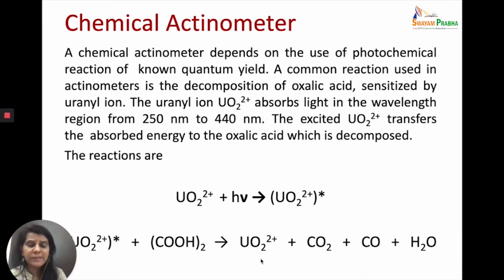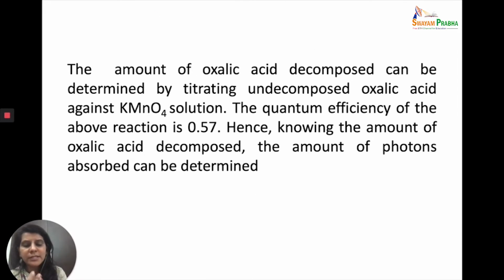So in this case, if you know the initial concentration of the oxalic acid and you also know the concentration of oxalic acid after the decomposition has taken place, you will know how much of the oxalic acid has decomposed. So this is done through your titration of oxalic acid with KMnO4. The quantum efficiency of this reaction is 0.57.